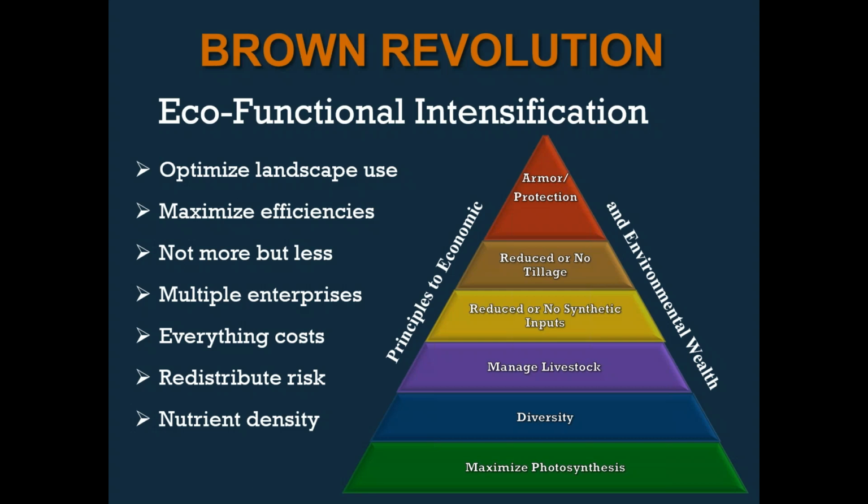What we're trying to do is tap into optimizing the landscape use and maximizing the efficiencies. It's not a case where with intensity we're trying to do a whole lot more, but we're trying to maximize the use and the efficiency so that we're actually doing less. And that's where we're going to be layering multiple enterprises.